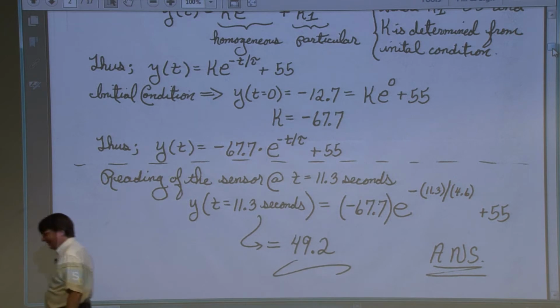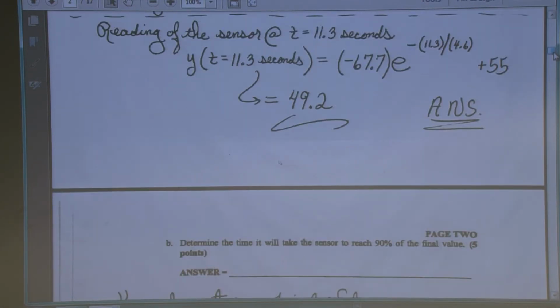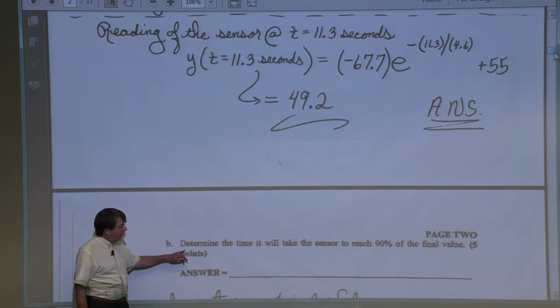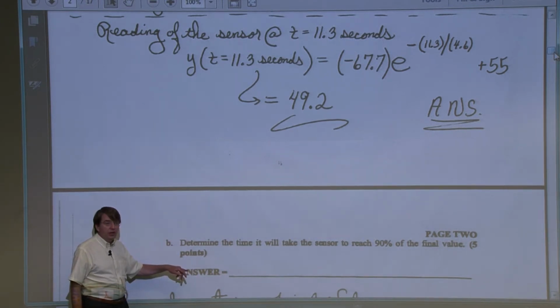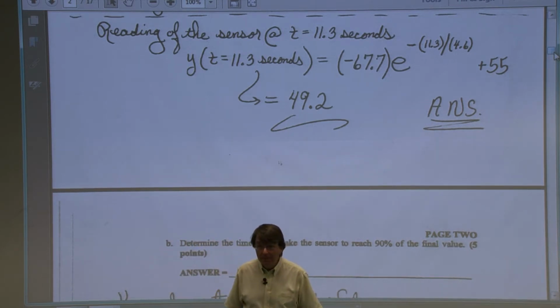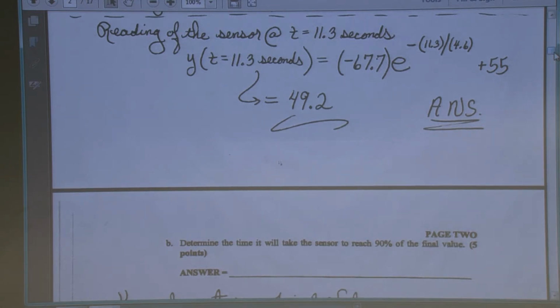All right. This is good. Now, what does part B say? Determine the time it will take the sensor to reach 90% of the final value. What's the final value? Right, the input. Exactly. Excellent, Chris. The final value is the input because it's a constant input. So now we have to figure out how long it takes to get to 90% of the final value.